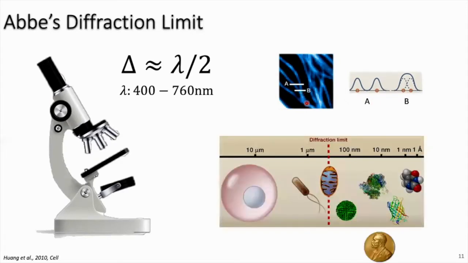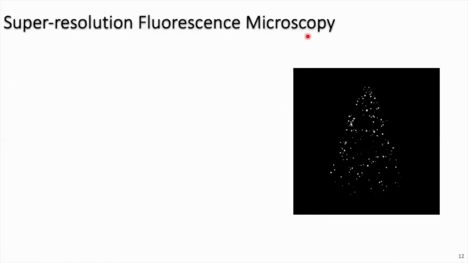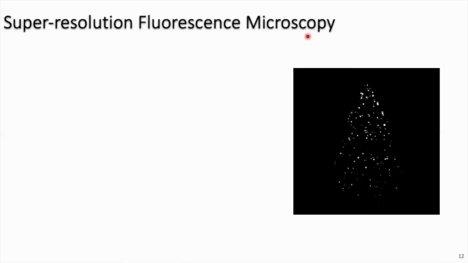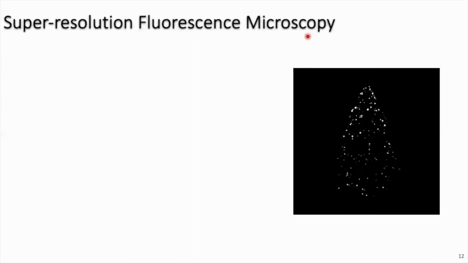Breaking the diffraction limit is a very important research topic. So here we compare the limit against the size of different bio-entities. If we can break this limit, we can potentially observe those micro molecules in our body directly. In fact, because of its importance, the Nobel Prize in Chemistry in 2014 was awarded to such research, called Super Resolution Fluorescence Microscopy, for which I want to use a Christmas tree to illustrate this idea.